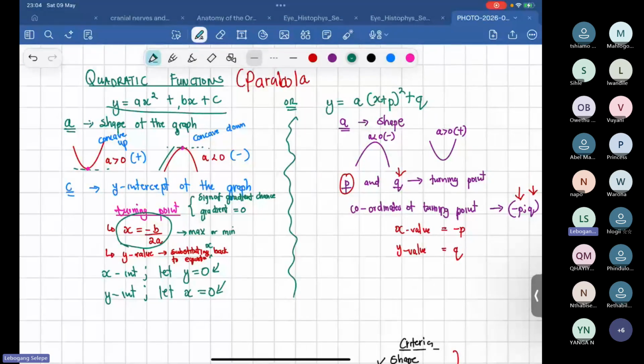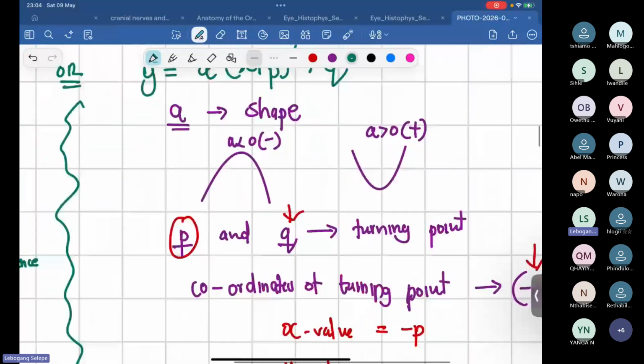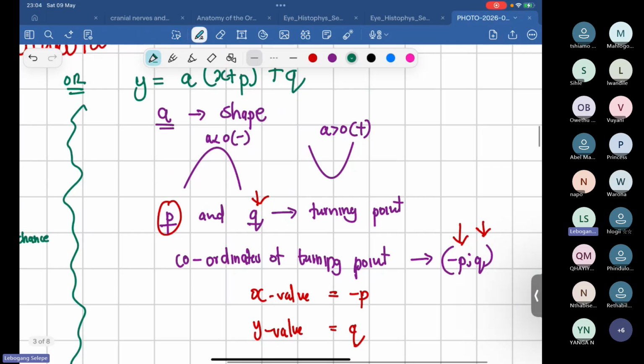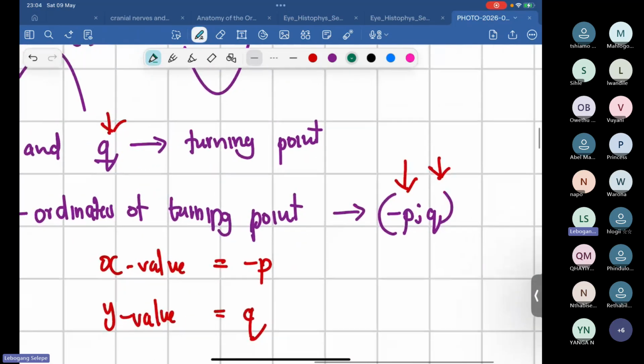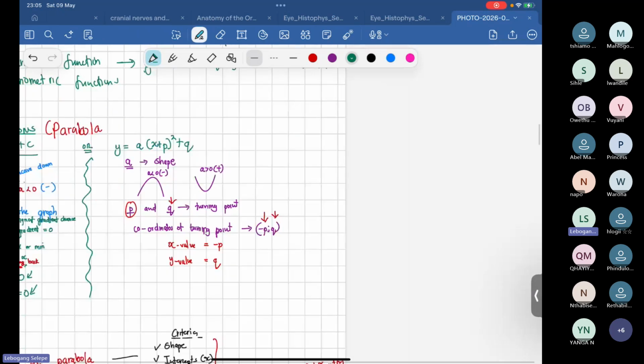Right? Now for the other form, you need to understand that it allows us to, again, see the shape of the graph. If A is positive, you get a concave up function. And if A is negative, you get a concave down function. Understand concave down and concave up. And then P and Q tell us the coordinates of the turning point, but not directly, because the coordinates of the turning point are in the form negative P, Q. So the x value of the turning point is negative P, the y value of the turning point is Q.